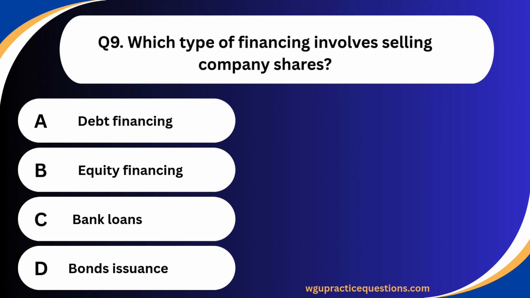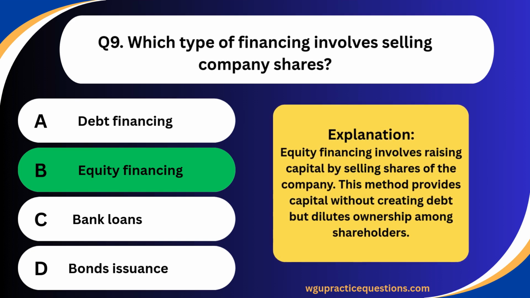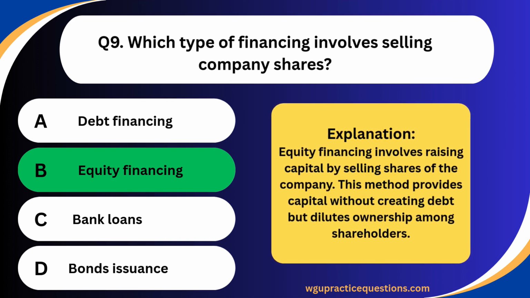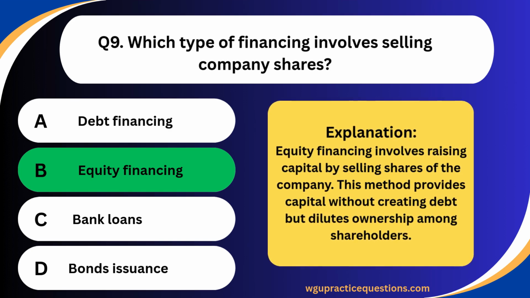The correct answer is B. Equity financing. Explanation: equity financing involves raising capital by selling shares of the company. This method provides capital without creating debt but dilutes ownership among shareholders.